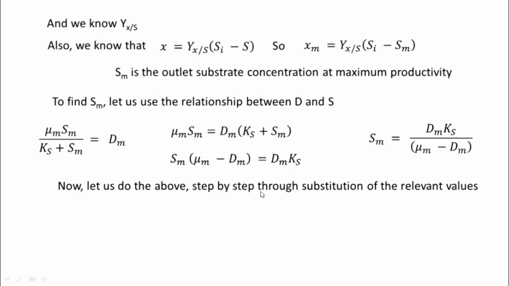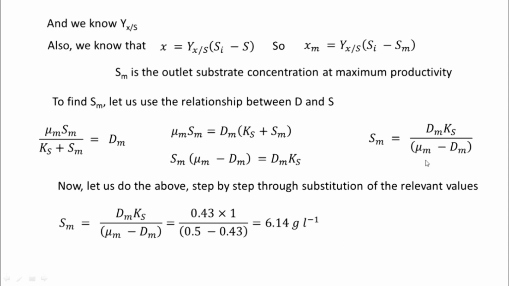Let us do the above step by step through substitution of the relevant values for our situation. Sm here is Dm Ks by mu m minus Dm. Dm, what we found from the earlier calculation, was 0.43. Ks is 1. Mu m was 0.5. Dm was 0.43. This turns out to be 6.14 gram per liter. So from Sm we are calculating Xm, and therefore Dm and so on. That's the way we're going to go about it. So Sm was 6.14 gram per liter.